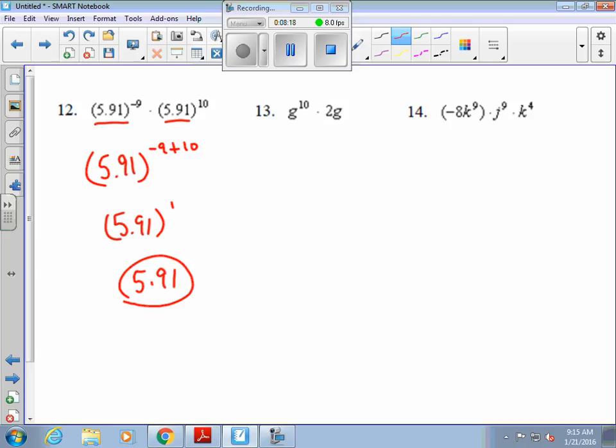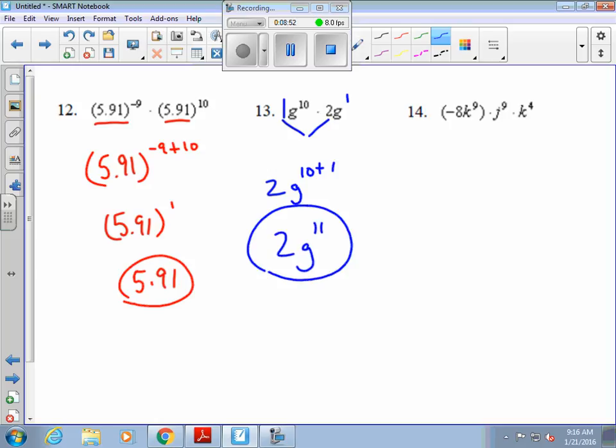G to the 10th times 2g. Now that exponent for this one is not shown. The exponent right here, 1. You can't forget that one. There's a 1 also in front of this if you need to see it. So you multiply 1 times 2, these two numbers, and you get the number 2. And the same base is g and g, so you add the exponents 10 plus 1. This will be where you'll make your mistake. You'll think you need to multiply them and just get the number 10. So what you have is 2g to the 11th power.